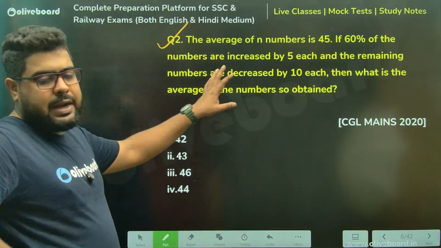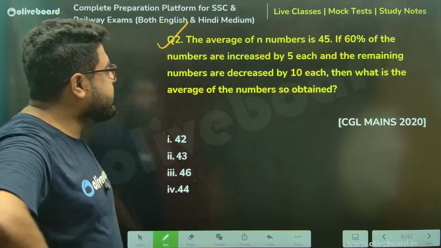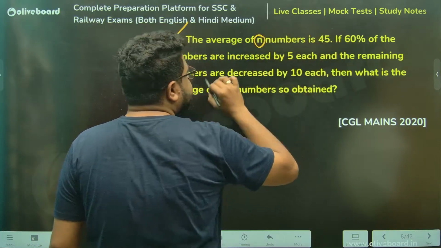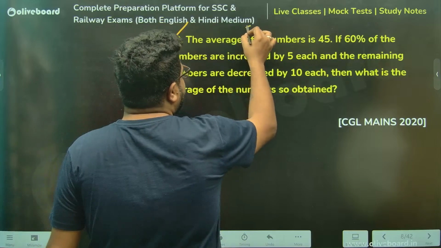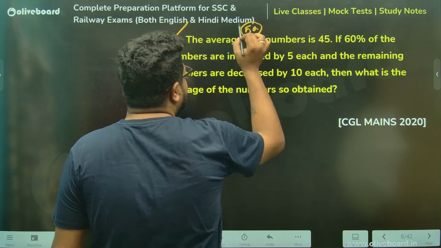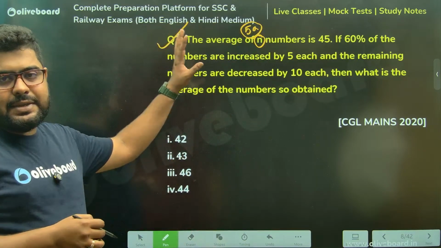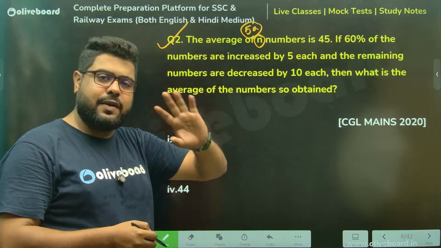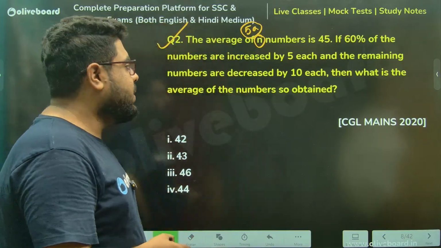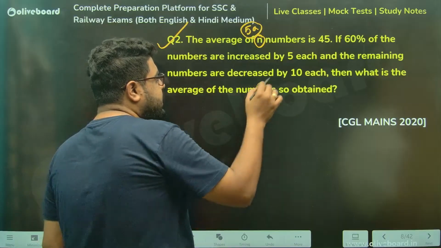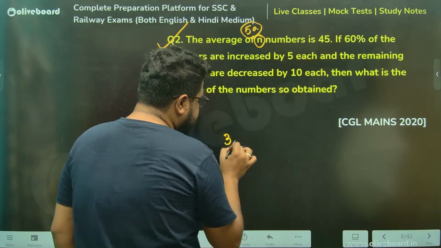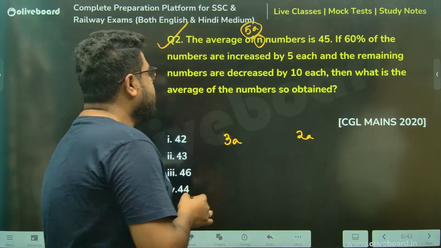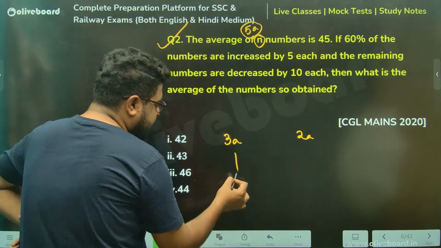We will calculate the deviation. Average of n numbers, and 60%, 40%, meaning I will take n is equal to 5a. It's a little easier to do. Or you can go by 3n by 5, 2n by 5, that also works. I don't want to calculate fractions. 60% of numbers meaning 3a and the remaining is 2a, total 5a numbers. Now these numbers are increased by 5 each.